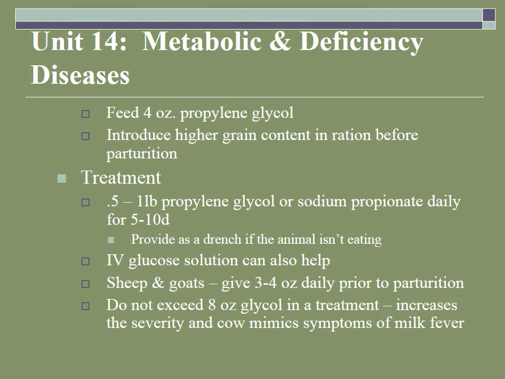Treatment: about 0.5 to 1 pound of propylene glycol or sodium propionate daily, and that should go for about 5 to 10 days if you've got an animal that's experiencing ketosis. So you need long-term treatment. Just a 1-day treatment of that propylene glycol solution probably won't do it, and that's provided as a drench.